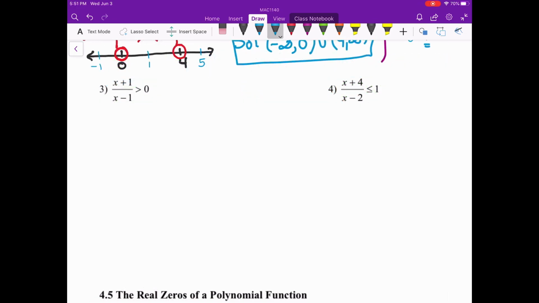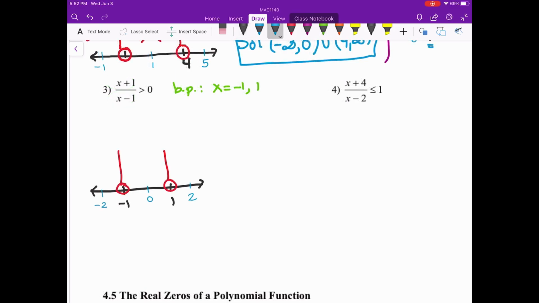Here we have a rational expression. My boundary points: if I get 1 here, I will end up with an undefined expression. And here, if I plug in -1, I will end up with 0. So these two work as boundary points. I will end up with (2 plus 1) over (2 minus 1), that is 3 over 1, that is 3. But what I really want to know is if it is positive or not.